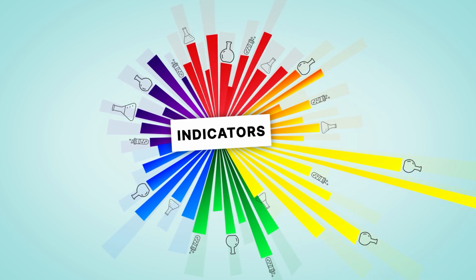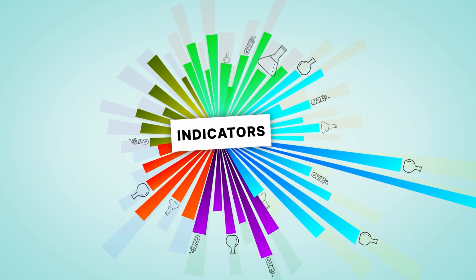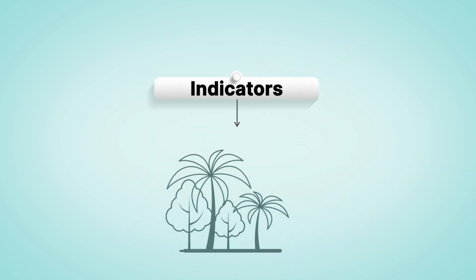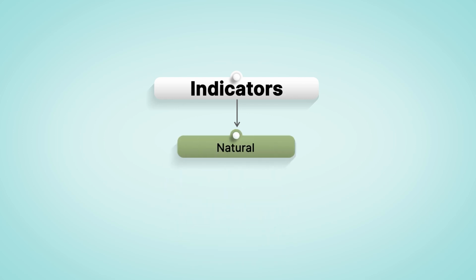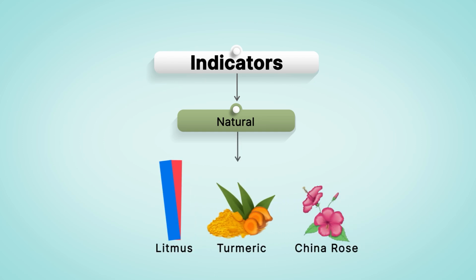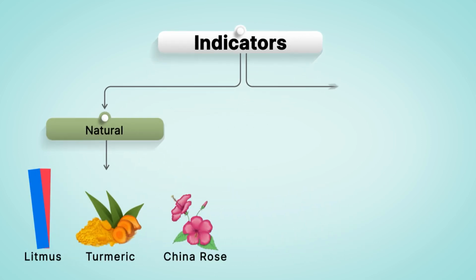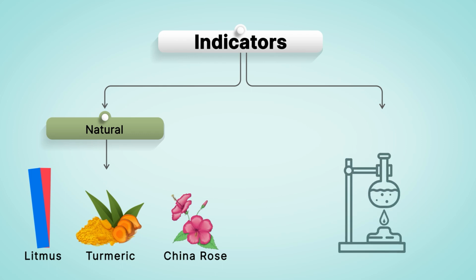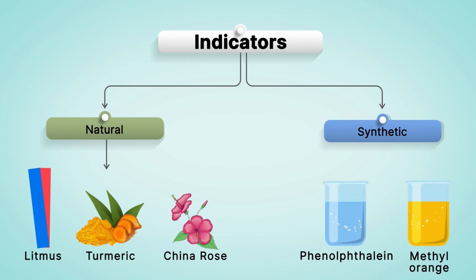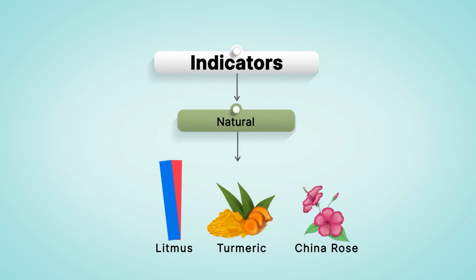Why don't we move forward and understand more about these indicators? They are classified according to their sources. Some are organically found in nature and therefore are known as natural indicators. Litmus, turmeric, China rose are examples of such indicators. On the other hand, there are a few chemicals which are synthesized in the laboratory and are called synthetic indicators. Phenolphthalein and methyl orange are synthetic indicators. Well, to satiate your curiosity, let's first discuss natural indicators.